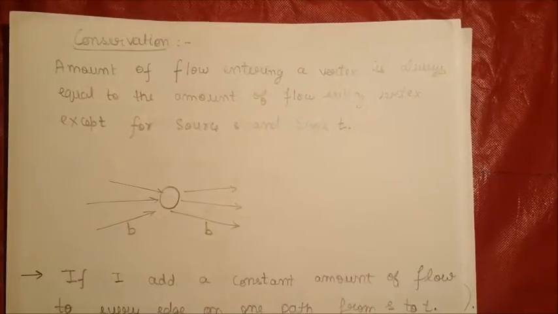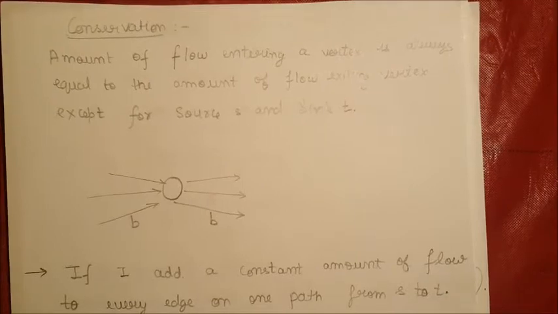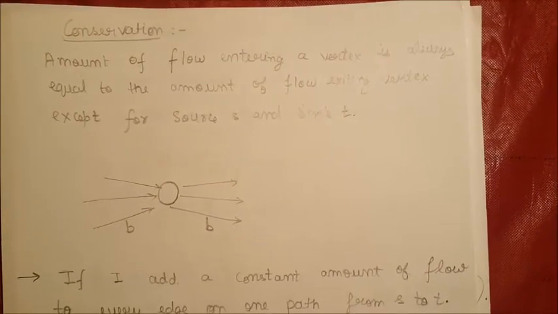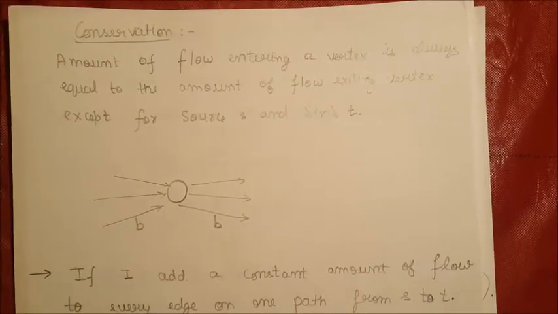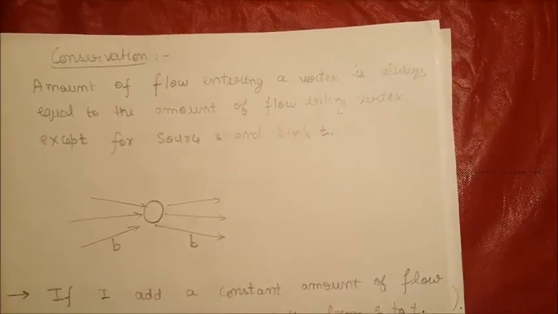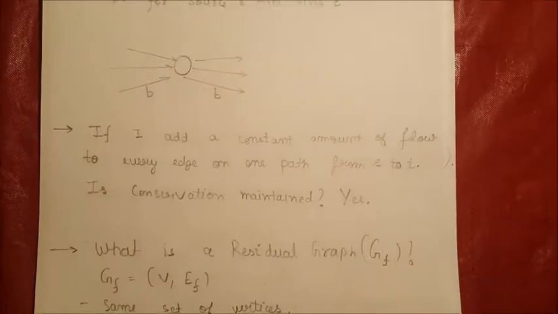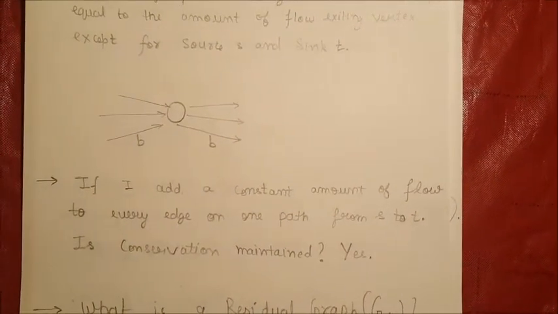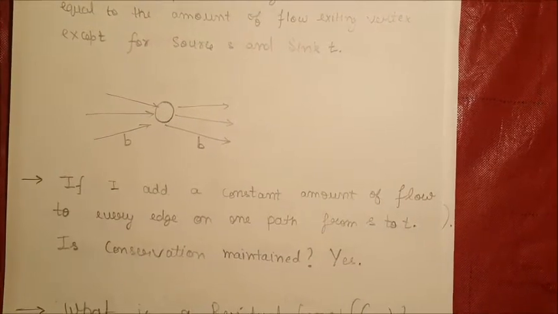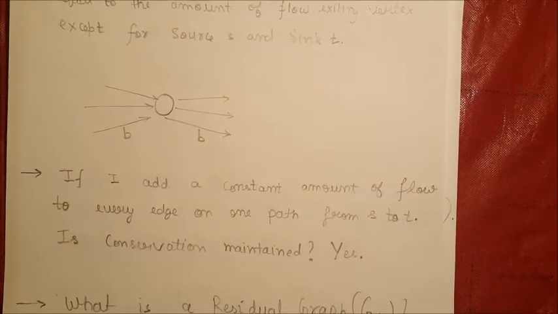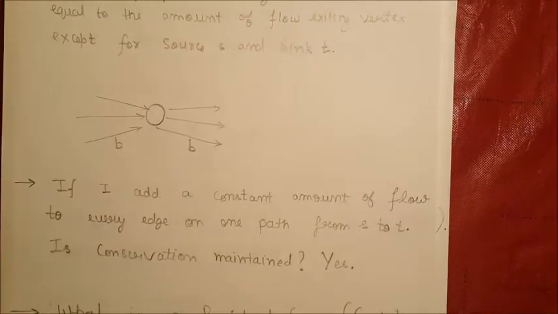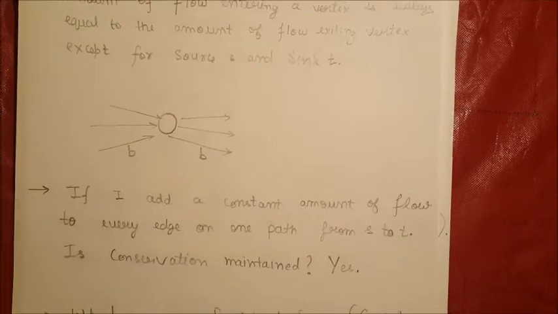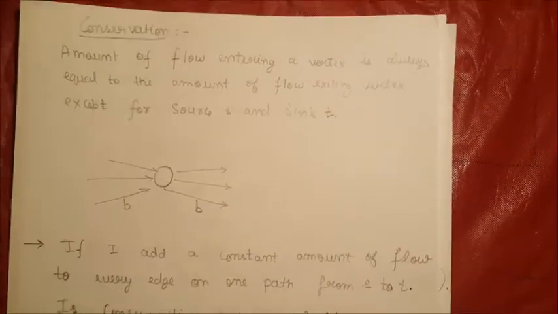But before we do, let me also tell you an important property of this graph, which is conservation. That is, the amount of flow entering a vertex should always be equal to the amount of flow leaving the vertex. Okay, it is quite obvious, right? Now, one more question I want to ask you: if I add a constant amount of flow to every edge on one path from S to T, is the conservation maintained? Yes. It is quite obvious, right?